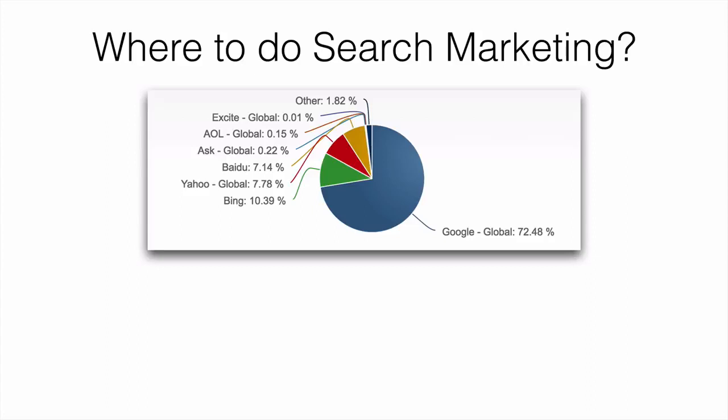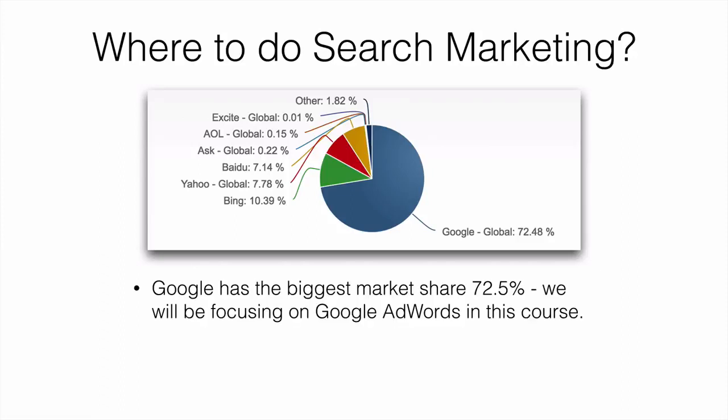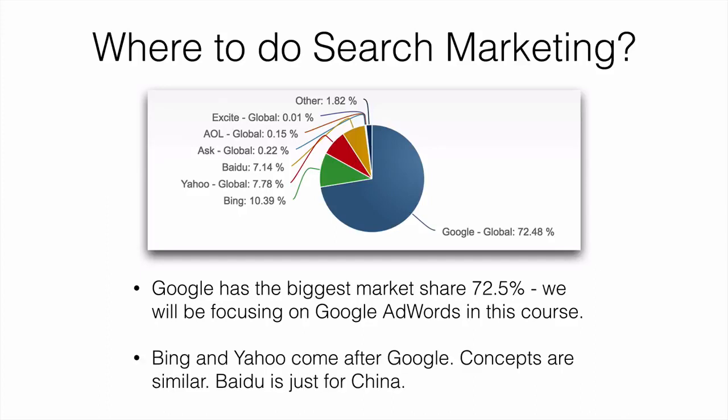We know that there are a few different search engines available, but this entire course is not about search engine marketing in general, but more specifically about Google AdWords, because obviously, when you look at the chart here, Google has the biggest market share. They have 72.5% of the market, and we will be focusing on Google AdWords in this course. After Google, we have Bing and Yahoo. The concepts are similar. We also have Baidu, which has like 7.14% market share, but Baidu is just for China. Probably we will not be using Baidu.